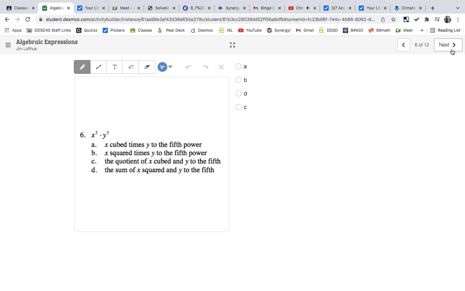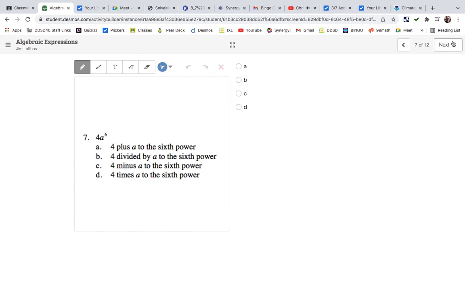This one is x cubed times y to the 5th power. That answer is A. This one is 4 times a to the 6th power.